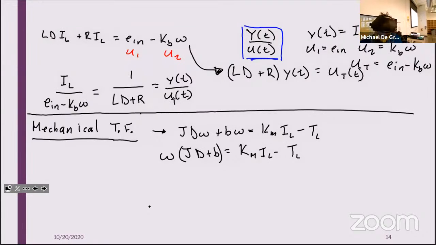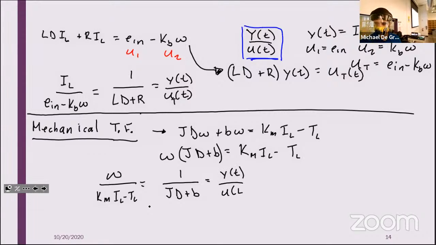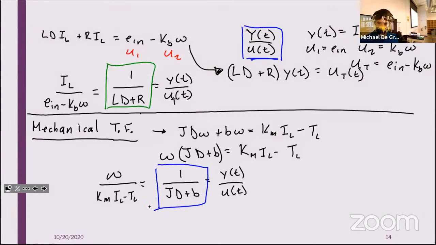So my transfer function becomes this. I'm going to circle that. So I've got two transfer functions. So what do we do with this information? Well, we can draw a block diagram.